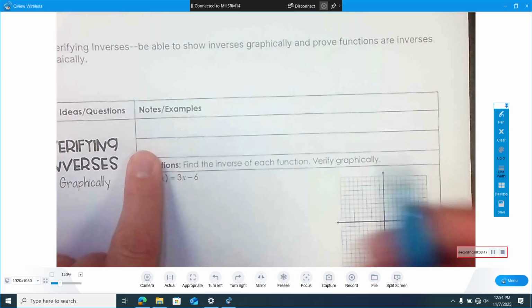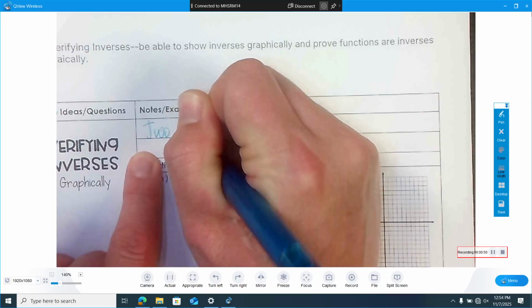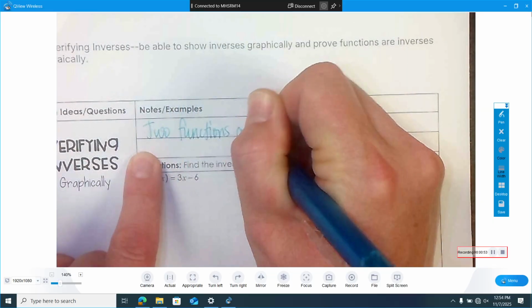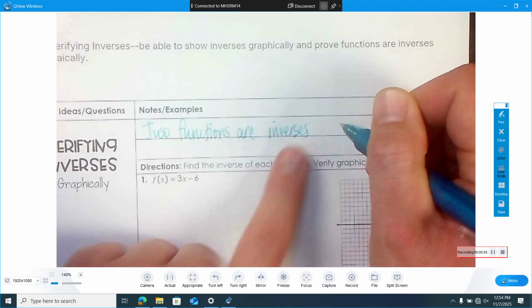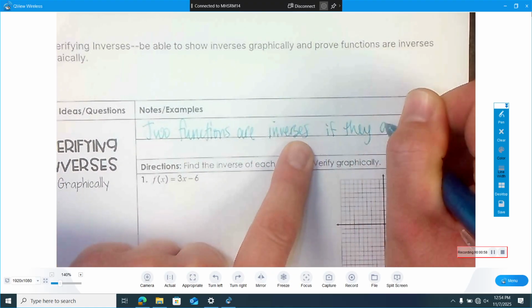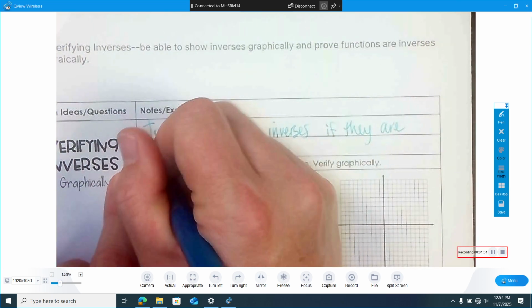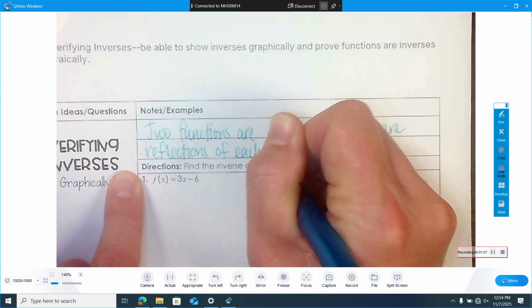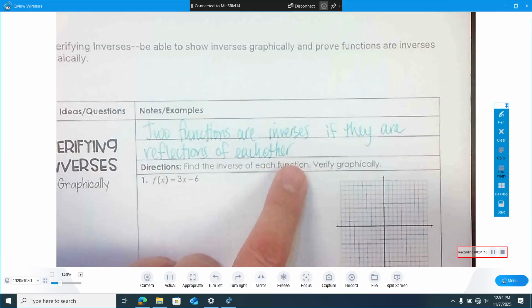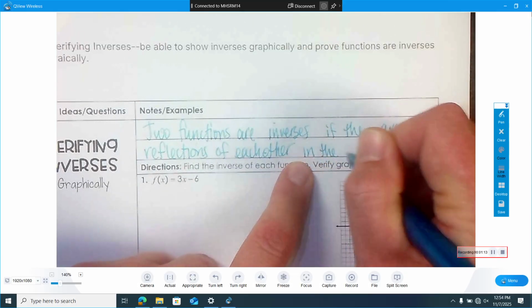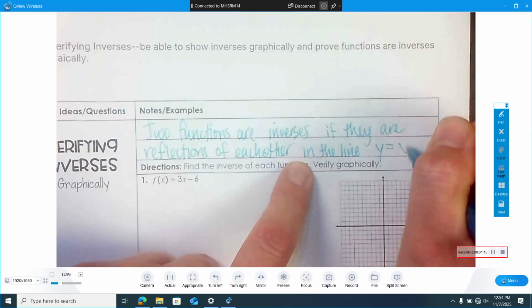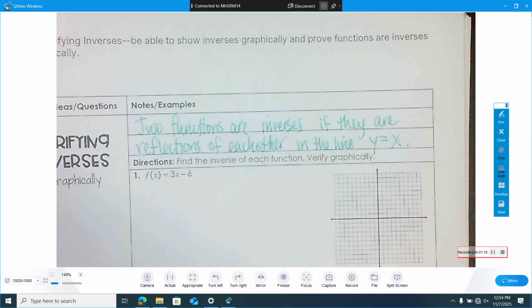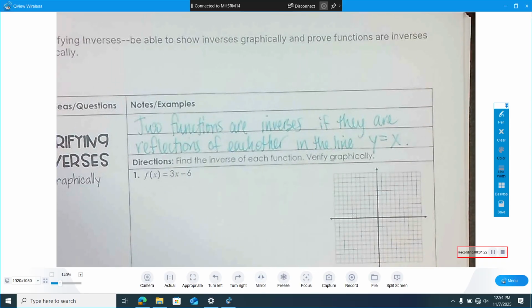So, verifying inverses. Two functions are inverses if they are reflections of each other in the line y equals x. So two functions are inverses if they are reflections of one another across the line y equals x, which is what we're doing when we're solving for inverses.